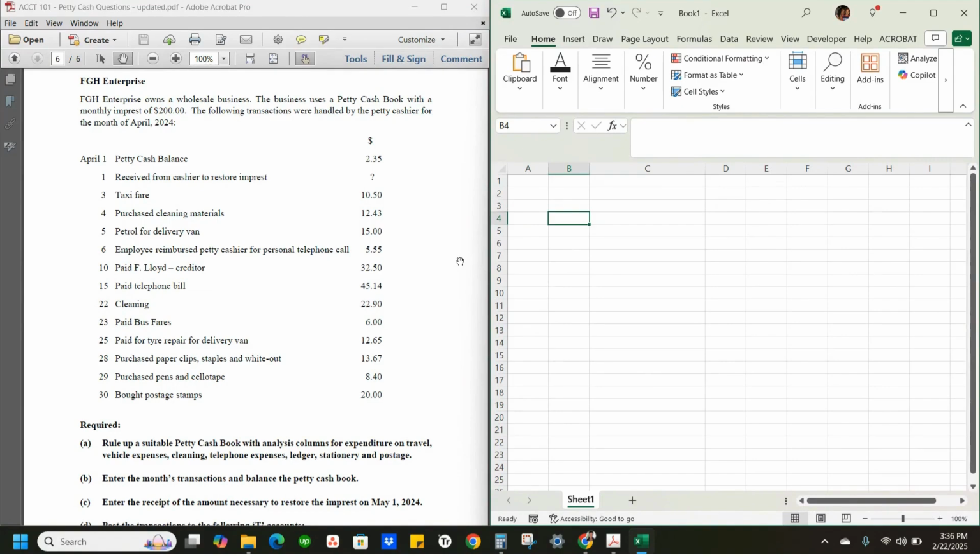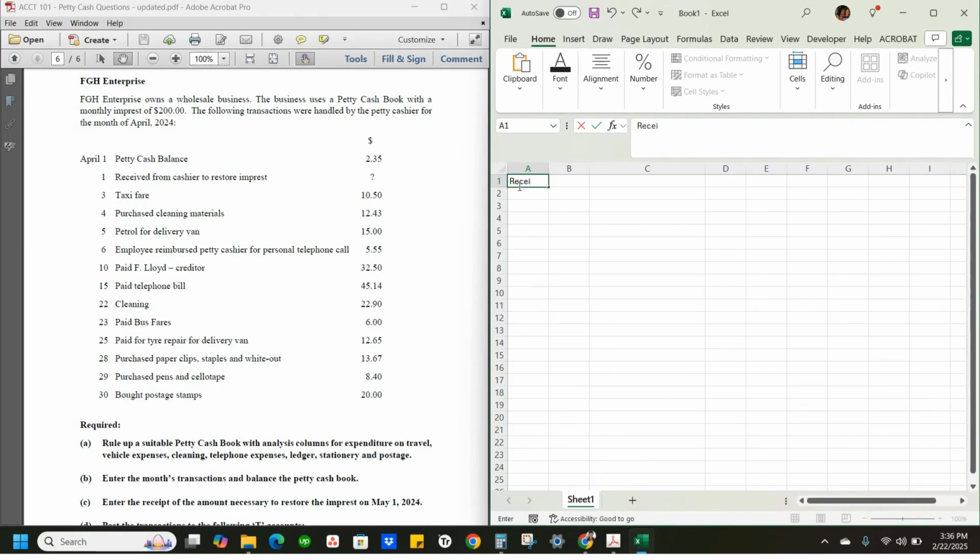Now, remember, the petty cash book is like any other T account we have. We have a debit side and a credit side. The receipt side would be your debit side. That would show any income coming in. And the credit side would be showing all your payments. Okay, so let's get this ruled up.